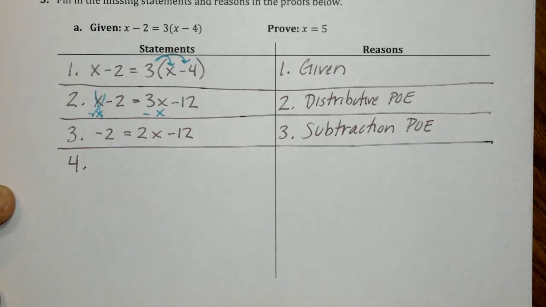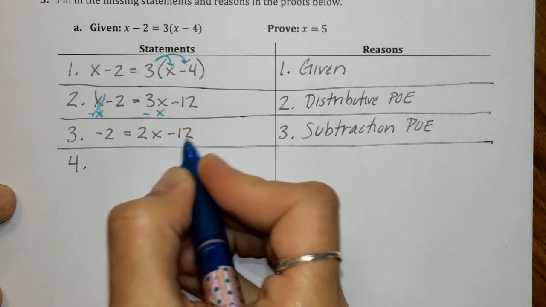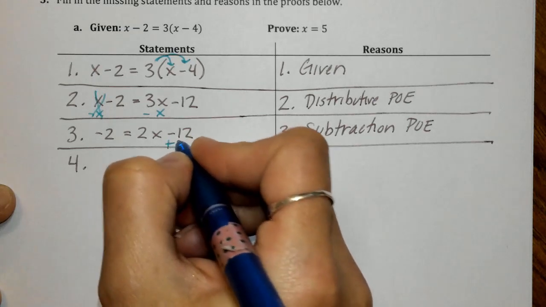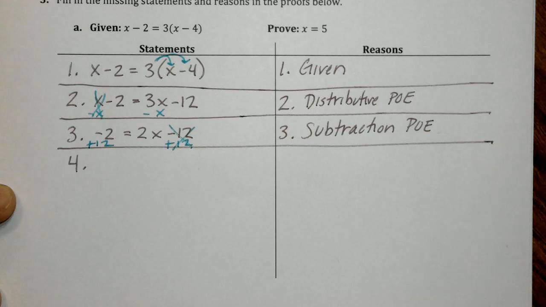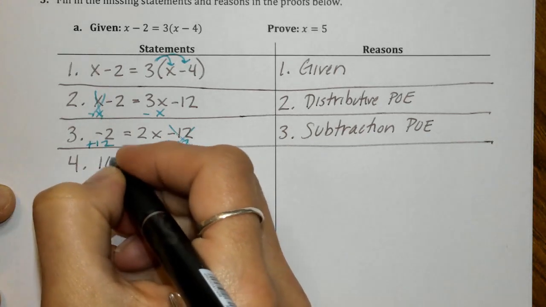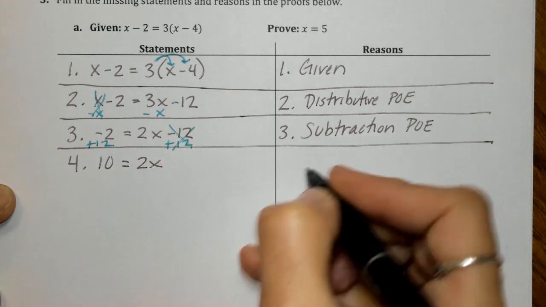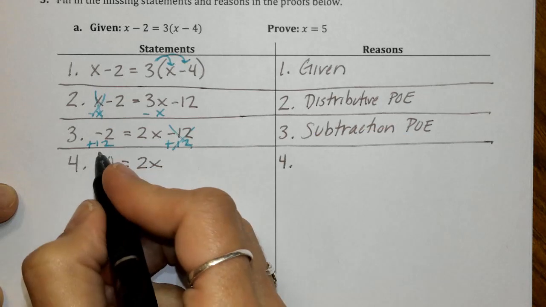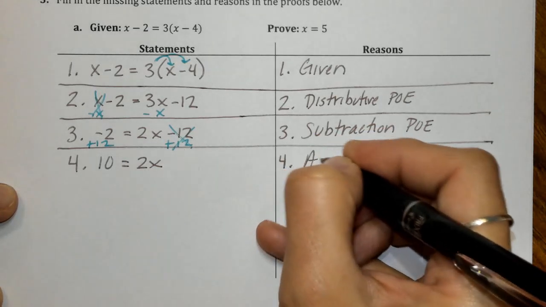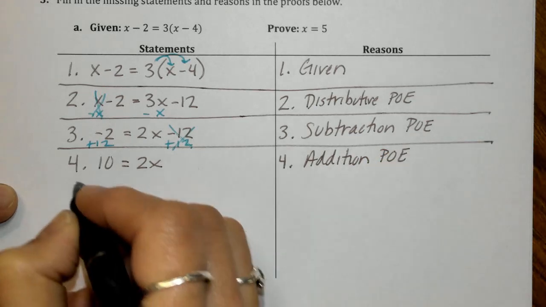Next step, let's get all the way down to prove that x equals 5. We're not done until x equals 5. So now I need to get this 12 away from that 2x. So I'm going to add 12 to both sides. Negative 2 plus 12 is a positive 10. This will equal 2x. What was my reason for writing 10 equals 2x? Because I just added 12 to both sides, so addition property of equality, POE.